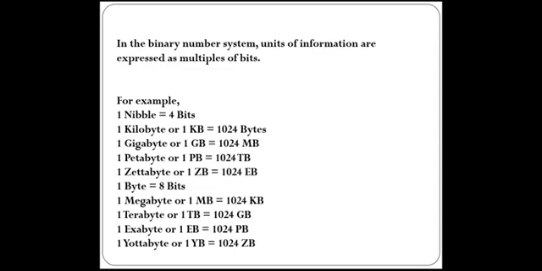1024 bytes is kilobyte. 1024 megabytes is gigabyte. 1024 terabyte is 1 petabyte. 1024 exabyte is 1 zettabyte, and so on. You can take a screenshot of this to remember for your further knowledge.